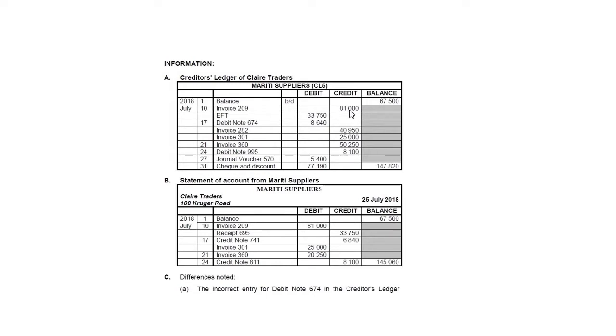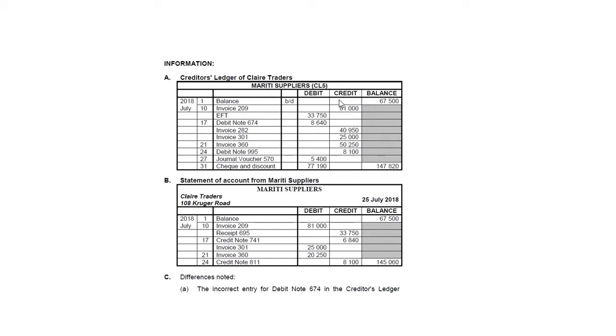So on our side, we've got 81,000. They've also got 81,000. So I can tick both of them. They are there. 40,950. No, it's not there. 25,000. Yes, there it is. So I can tick it on both. 50,250. No. 8,100. No. So on ours, the 40,950, the 50,250, and 8,100 are still outstanding, and on theirs the 22,250 is still outstanding.